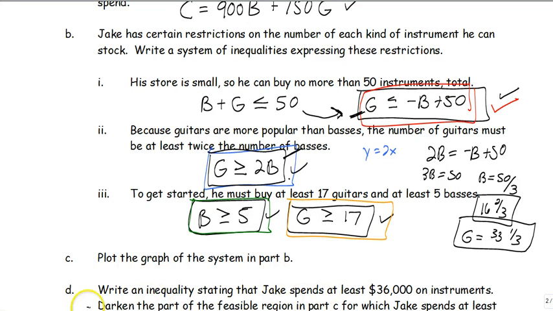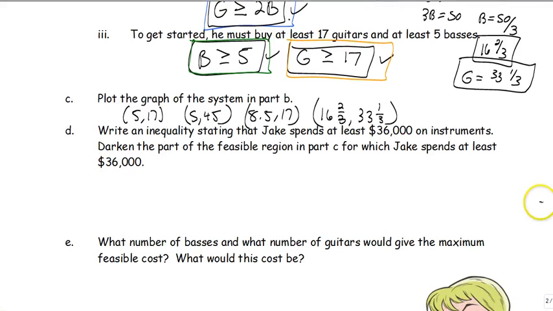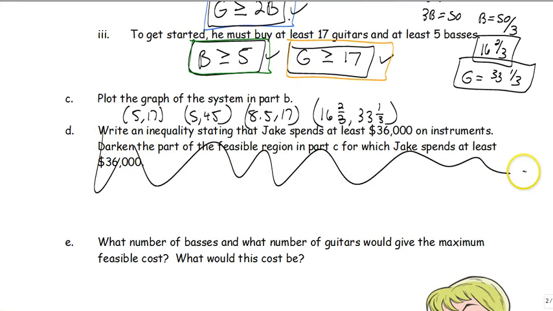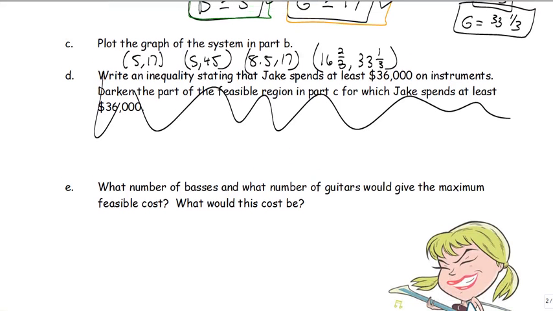So my points were, I'm going to put these points on here right now. I had 5, 17, 5, 45. I had 8.5, 17, and I had 16 2/3, 33 1/3. Now, let's not do D right now, because this will be something that you don't have to worry about right now. We could talk about that later. What are the number of bases and number of guitars that would give the maximum feasible cost?